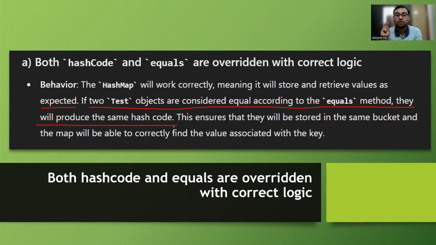Okay, so if two objects are equal with respect to this equals method logic, then they will produce the same hash code. That is the hashCode and equals contract. This ensures that they will be stored in the same bucket and the map will be able to correctly find the value associated with that. So I hope you got clarity on this.